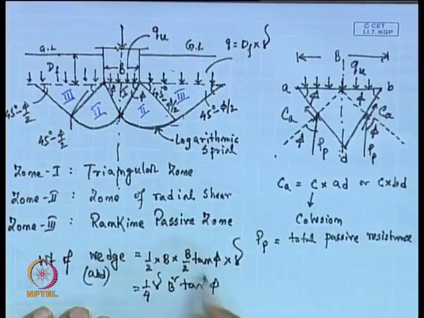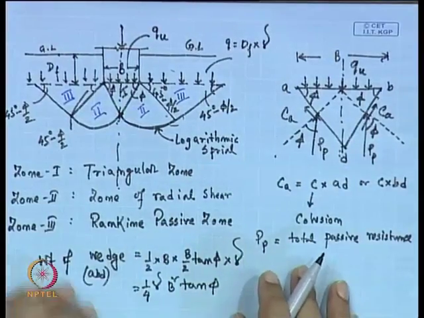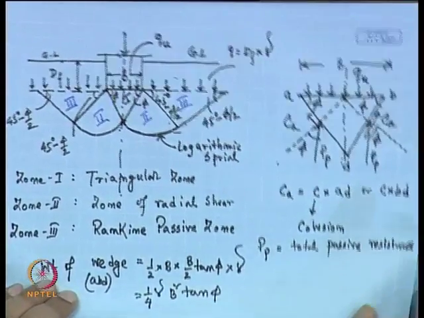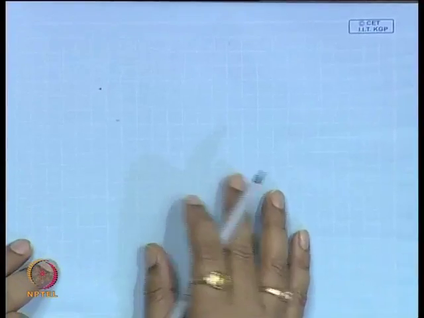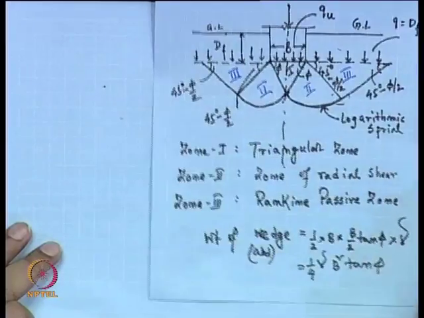So, this is the weight of this triangular wedge. Now, next we have to calculate the different components of this triangular wedge. So, if we take the different components, then we can write, so, if we take this figure again, you can see.